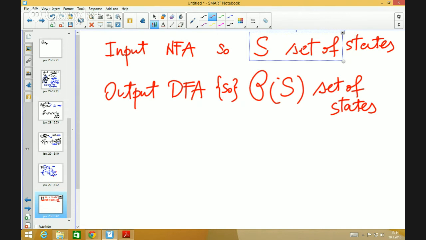What are the accept states? Okay, so the NFA would have a collection F, which is a subset of S. This is the set of accept states.